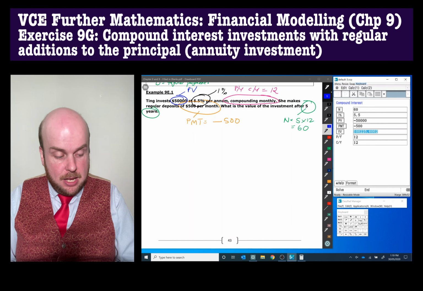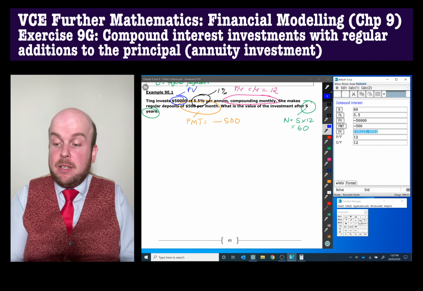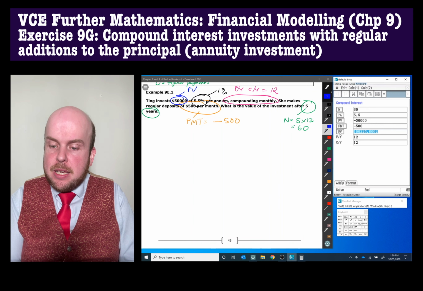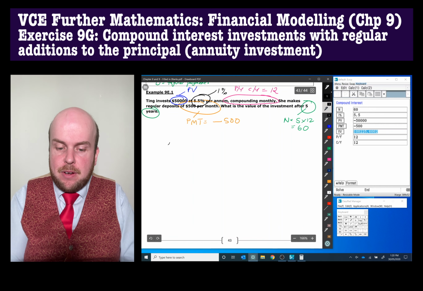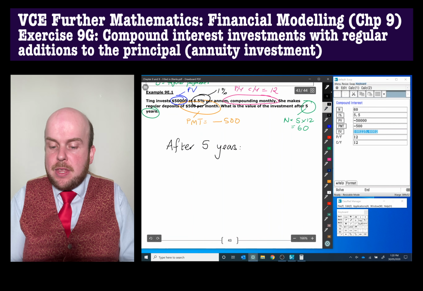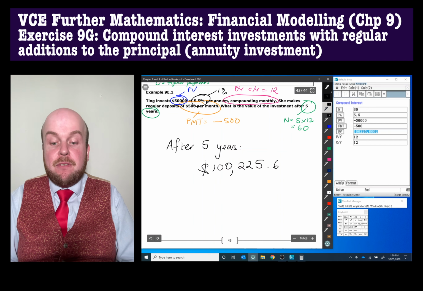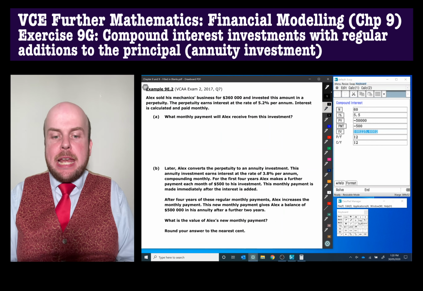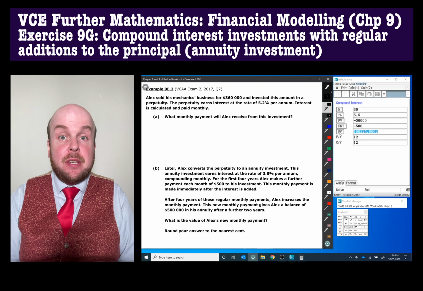The future value is, bang, there's our amount there, which is $100,225.60. Do we need to round it to anything? No, we can just do it as it says. So therefore, after 5 years, it's going to be $100,225.60 after 5 years.